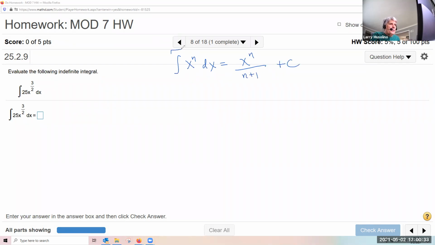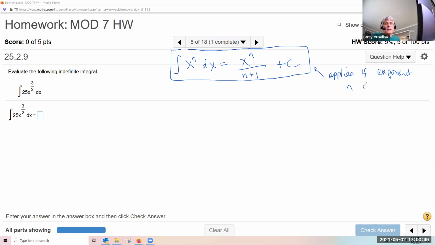Okay, you should definitely write this rule down on some kind of a summary sheet. You'll be using this rule quite a bit. Now, the good news is this rule applies if the exponent n is a fraction or a decimal. It doesn't really matter. Whatever the exponent is, this rule still applies.